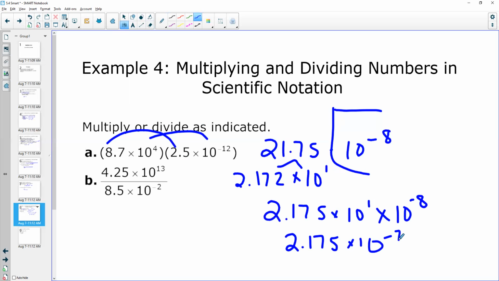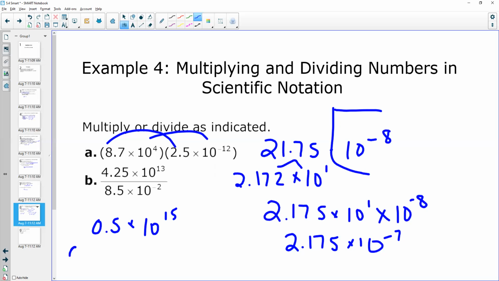Okay. Do the same thing in the second one. It's just division. So 4.25 divided by 8.5 is going to get me 0.5. And then I have subtraction. 10 to the 13th minus 10 to the negative 2 gets me 10 minus negative 2 is plus 2, so 10 to the 15th. Well, as it is, I can't have that like that.